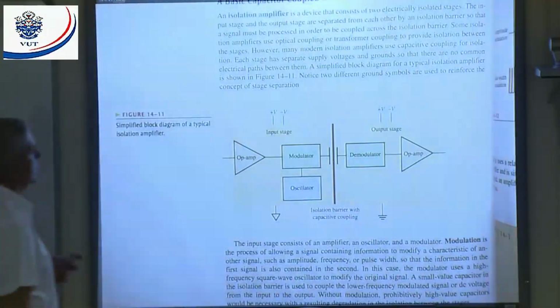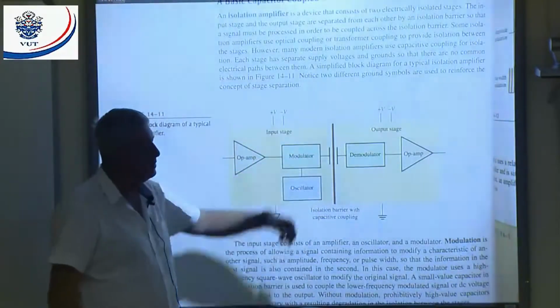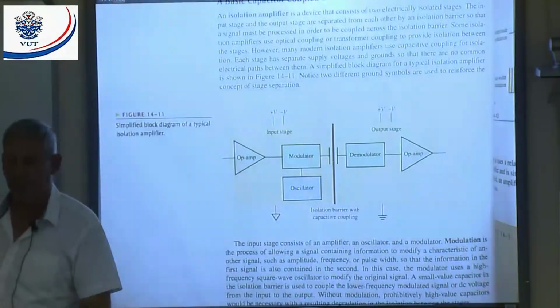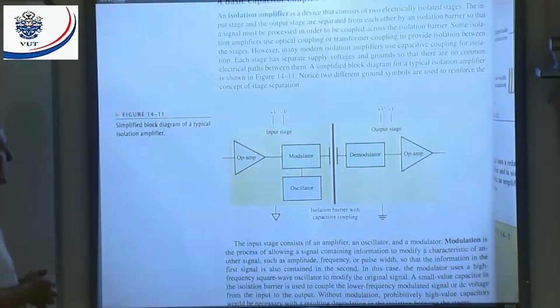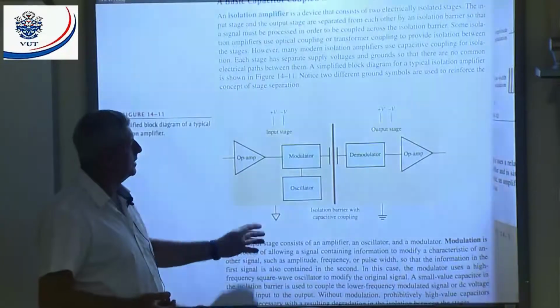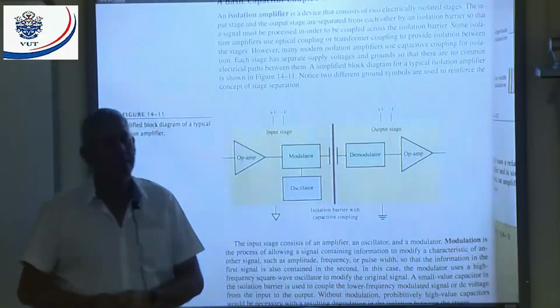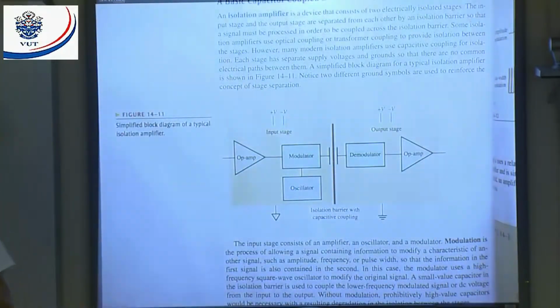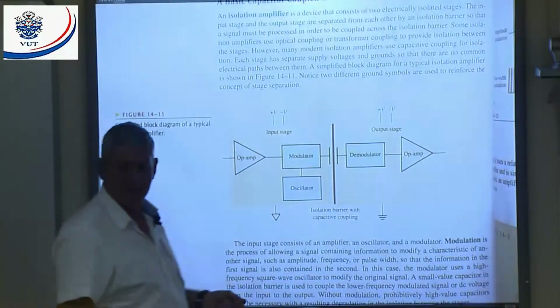And what do we use for the coupling or the isolation barrier? We use a capacitor, all right? But now I can ask you a question. You see here we've got an op-amp, we've got a modulator, we've got an oscillator. On the other side we've got a demodulator and op-amp. Can't we now only use a capacitor? If I use a capacitor on its own, will it work as isolation between two stages? Yes or no? No. Why? You say no, then you must tell me why.